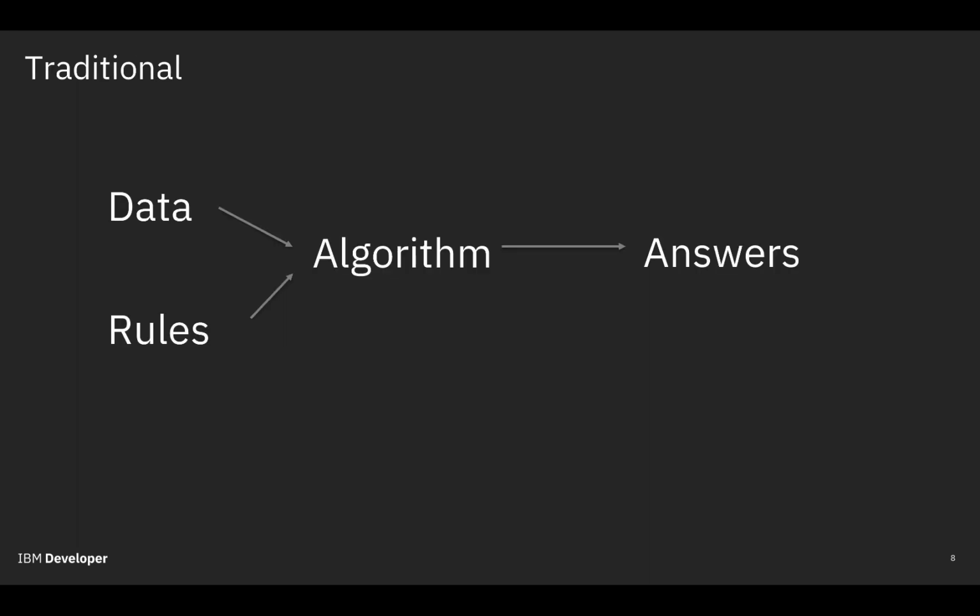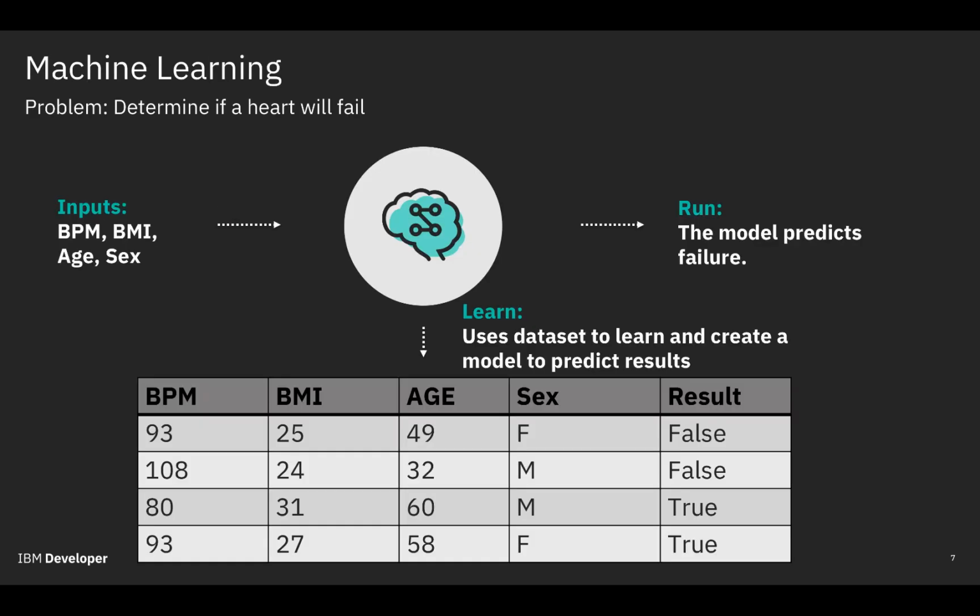Well, an algorithm is a mathematical technique. So with traditional programming and algorithms, we take data and rules and use these to develop an algorithm that will give us answers. So in the previous example, if we were using a traditional algorithm, we would take the data such as beats per minute and BMI and use this data to create an algorithm that will determine whether the heart will fail or not.